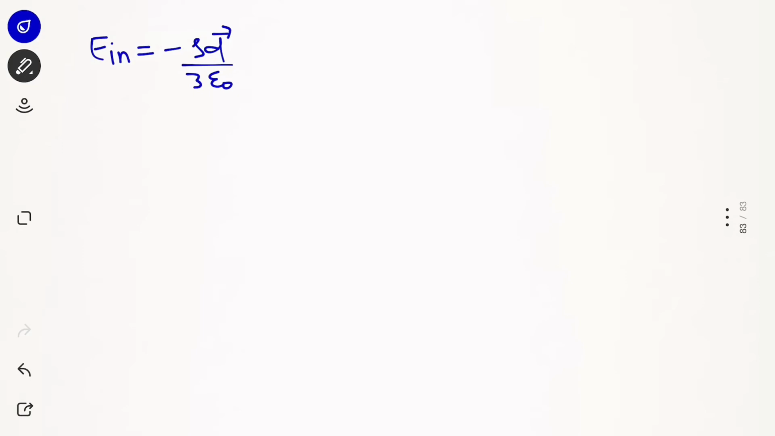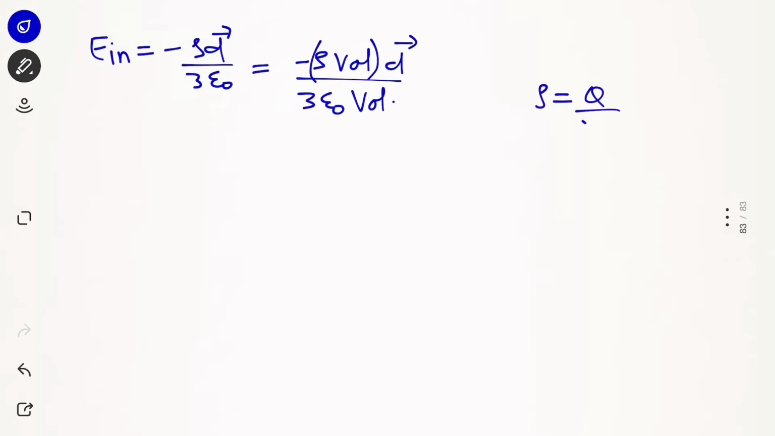Now I'm going to multiply it by the volume of the sphere. So I'm writing here minus rho into volume, into D vector, divided by 3 epsilon naught into volume. Now rho into volume, as we know, rho equals total charge divided by volume, so I can write charge as rho into volume. So in place of rho into volume, I can write minus q into D vector divided by 3 epsilon naught into volume.